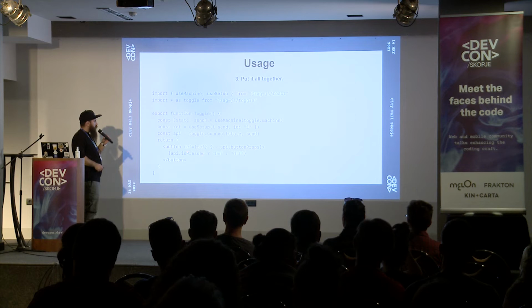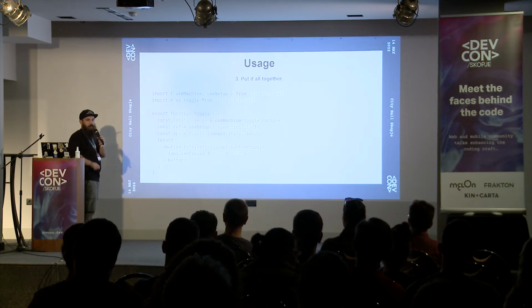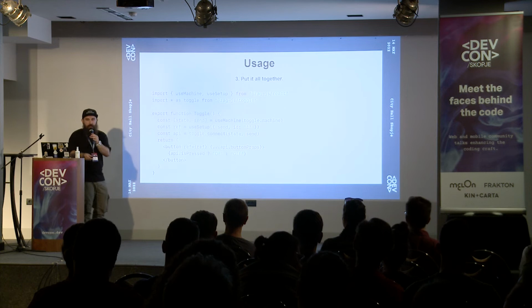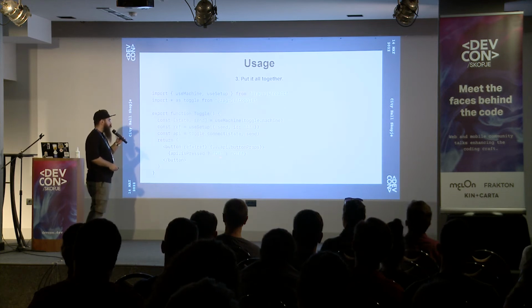But we also have access to the actual context. For example, in the case of the toggle machine, we have the is pressed value, which will tell us if the button is pressed or not. So we can use that to apply either styling or conditional rendering based on its value. So this is a really simple example. The slider is a bit more complex because it has multiple parts and other things.